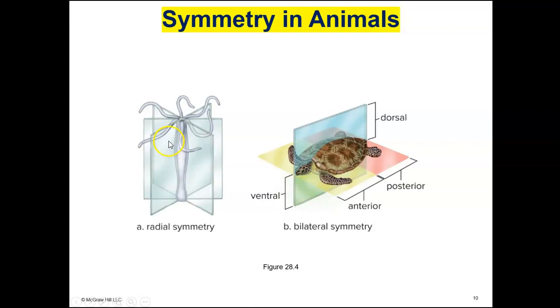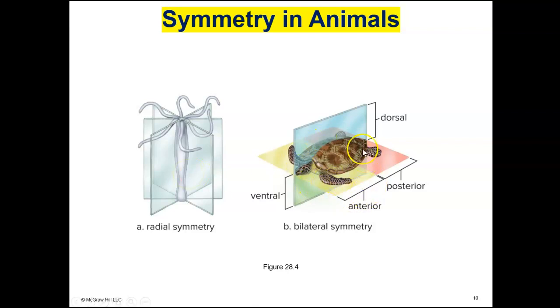Okay, so radial symmetry. What you're looking at here is a body form that's very similar to a sea anemone, which is in the same phylum as the jellyfish. And you can see the glass is making different cuts in different directions. We have two diagonal cuts and then a horizontal cut. Any way you divide this organism up, you're going to get equal halves.